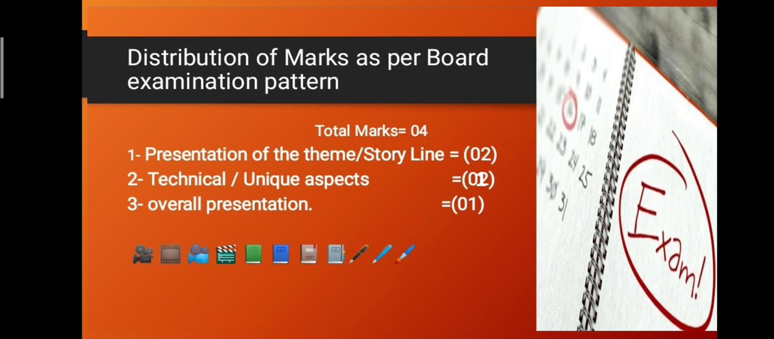Before starting the video lecture, let me tell you the distribution of marks for this question. This question of movie review will come for 4 marks, and these 4 marks are divided into 3 parts. First part is presentation of the theme or storyline, that will give you 2 marks. More weightage of marks is given on presentation of the theme or storyline. Technical and unique aspects of your answer will give you 1 mark, and overall presentation of your answer will give you 1 mark. So in this way, these 4 marks are divided into 3 parts.